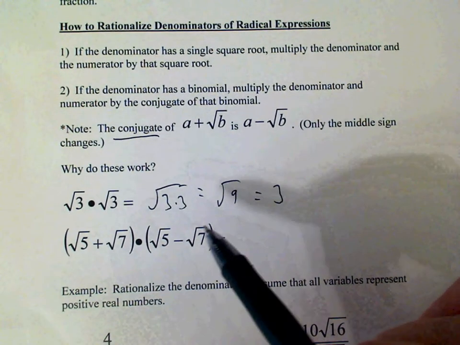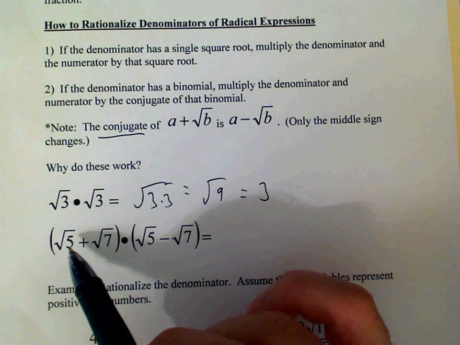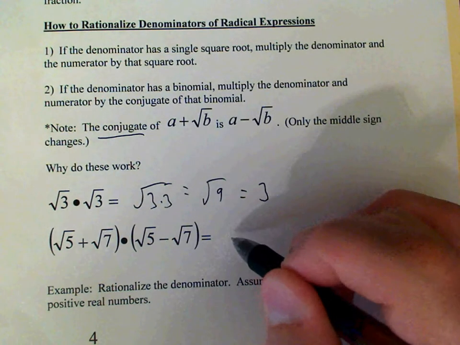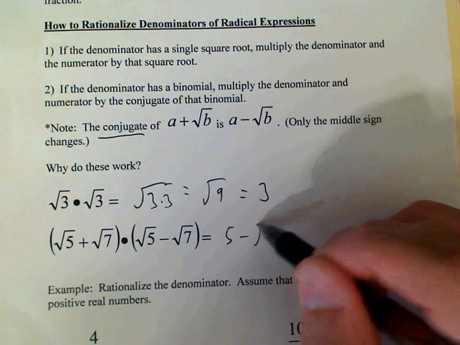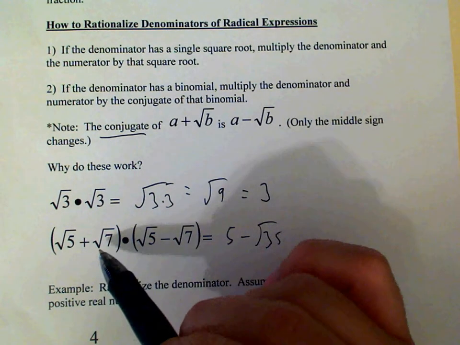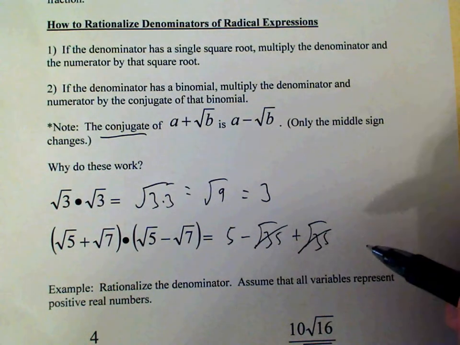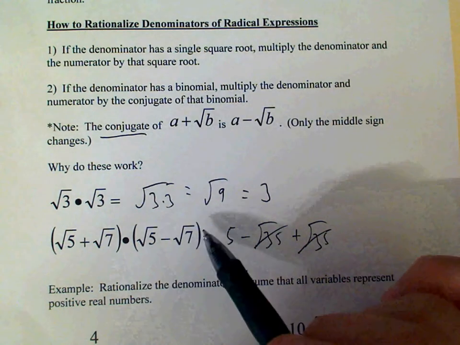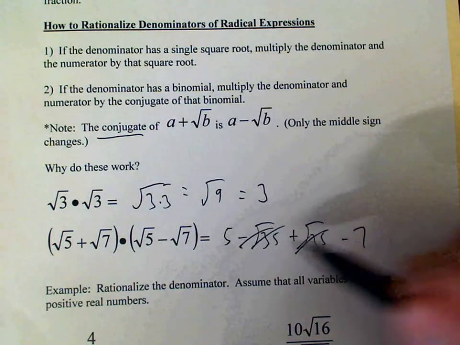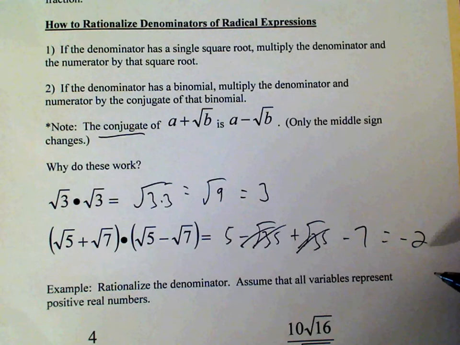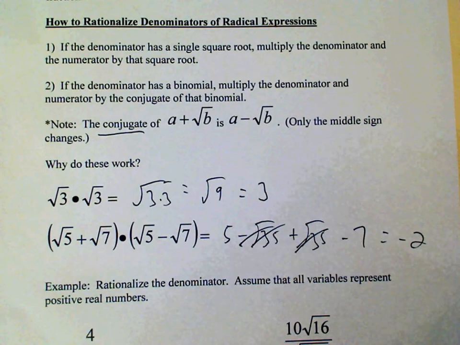Now if you take a binomial times its conjugate, the same thing is going to happen. Let's do the full method. Square root of 5 times square root of 5 is square root of 25, which is 5. And square root of 5 times negative square root of 7 is negative square root of 35. Then a positive square root of 7 times a positive square root of 5 is a positive square root of 35, and those cancel out because they're opposites. Then the square root of 7 times the negative square root of 7 is negative 7. So all that remains is 5 minus 7, which is negative 2. The important thing is no square roots. That's what we're going to be doing. Here we go.